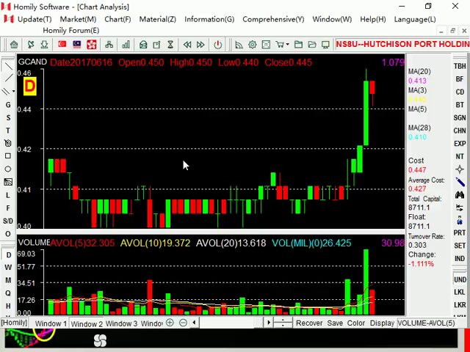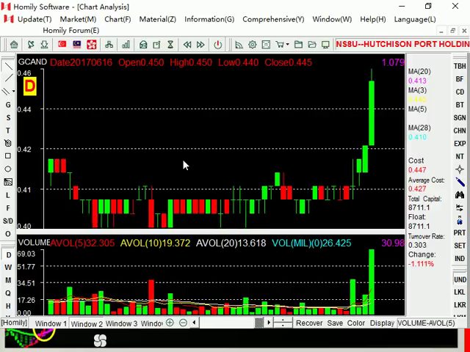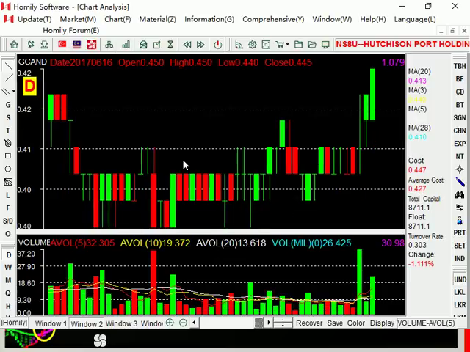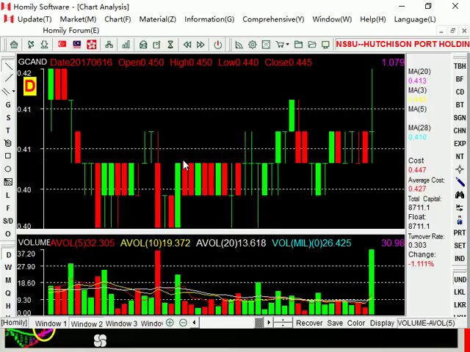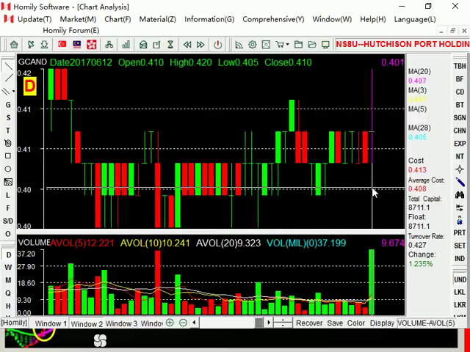So let's see this stock. Yesterday, this Wednesday, Thursday, the price went sharply up. Okay, so let's see this one. The change is only 1%.